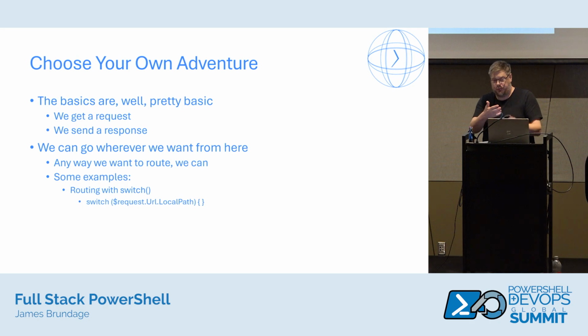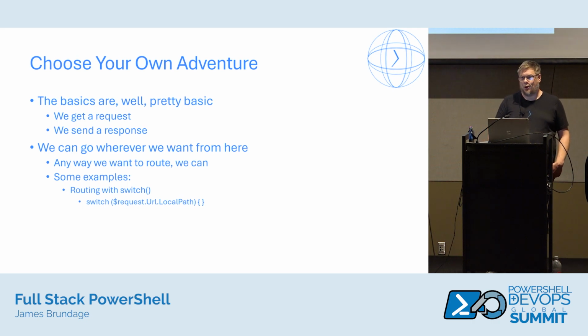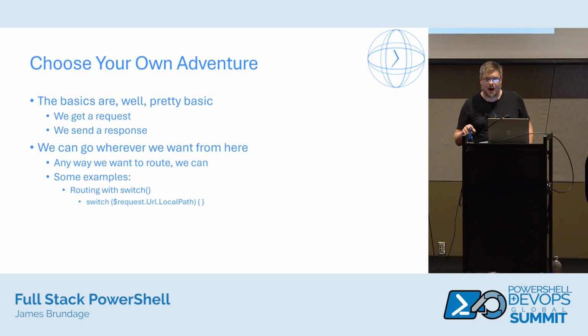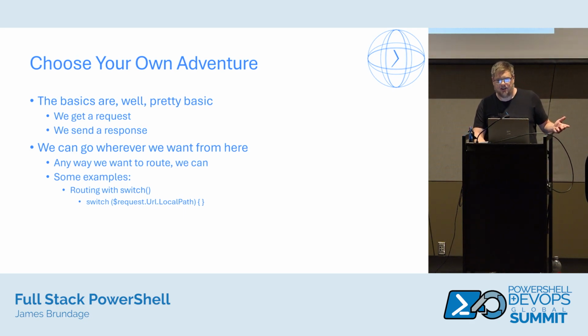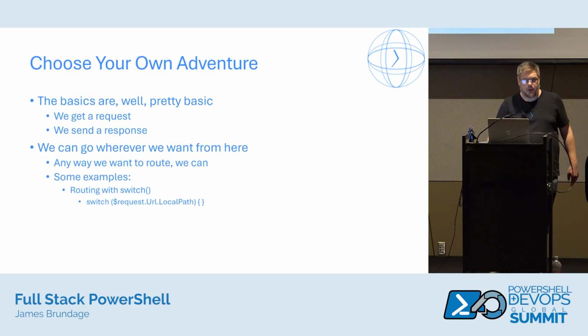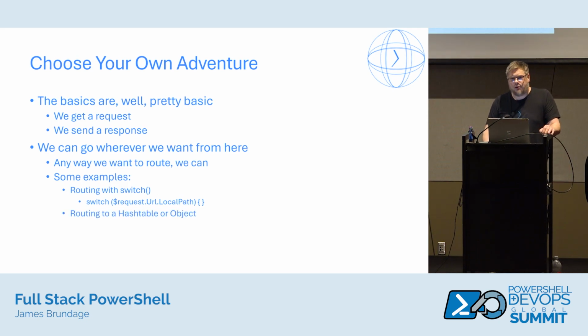I can just do switch $request.URL.LocalPath or switch -regex $request.URL.LocalPath. If I wanted to serve multiple servers from a single box, I could also switch on the full URL. Easy, right? So what's routing? It's just a switch statement. Well, that's one form of easy. You could also route to a hash table or object.